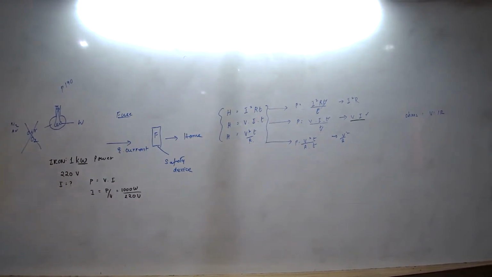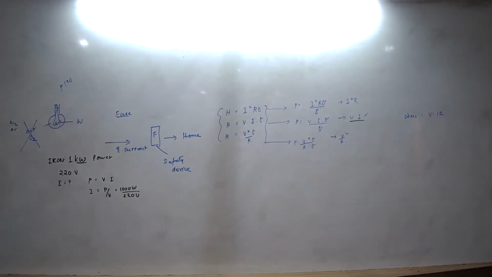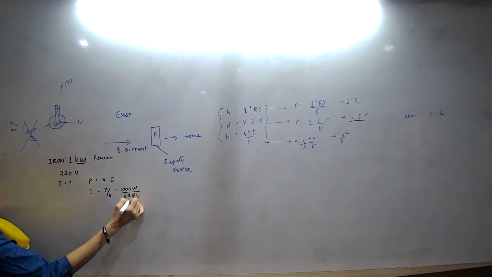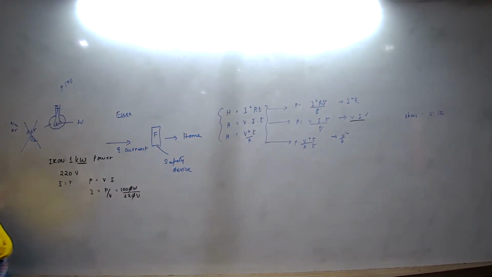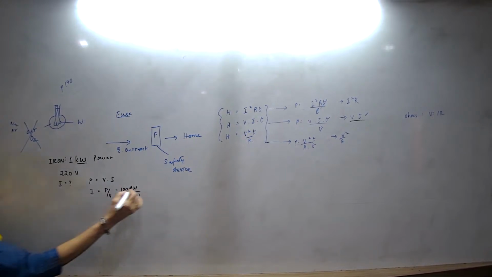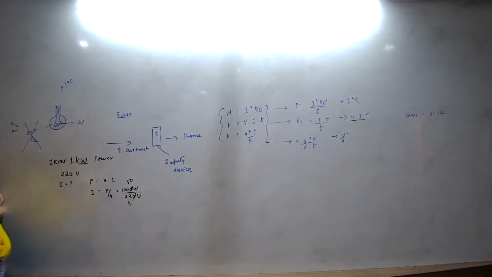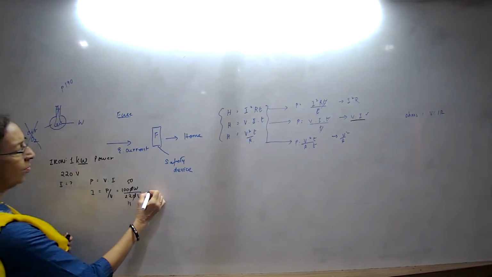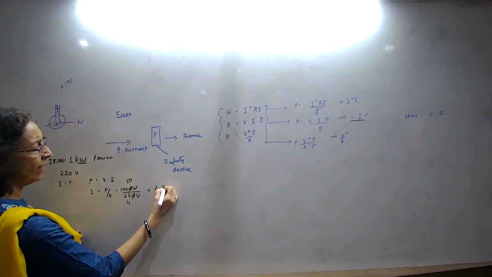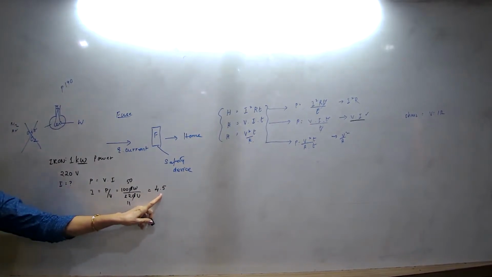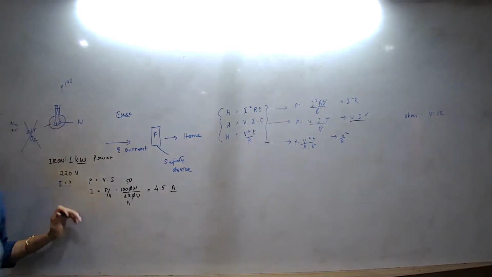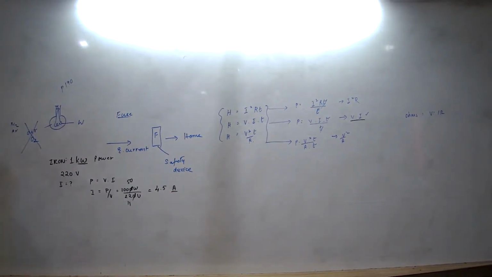How much is that? Do that. 50 by 11. 50 by 11 is how much? 4.5. Yes. 4.5, what is the unit? Ampere, because we are finding out the current. So that much current is required.